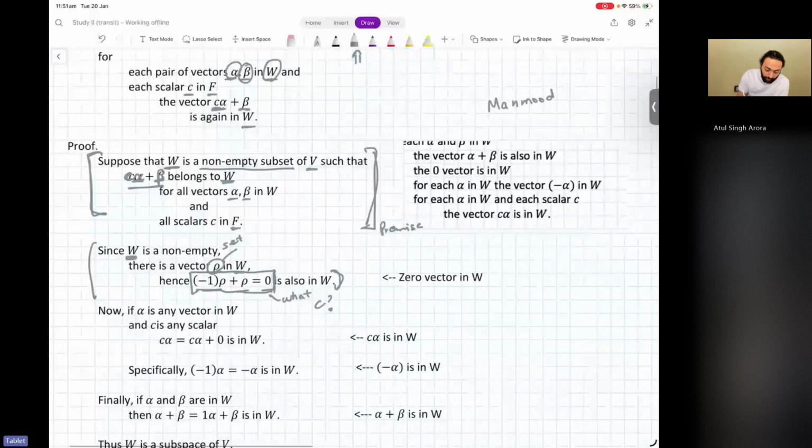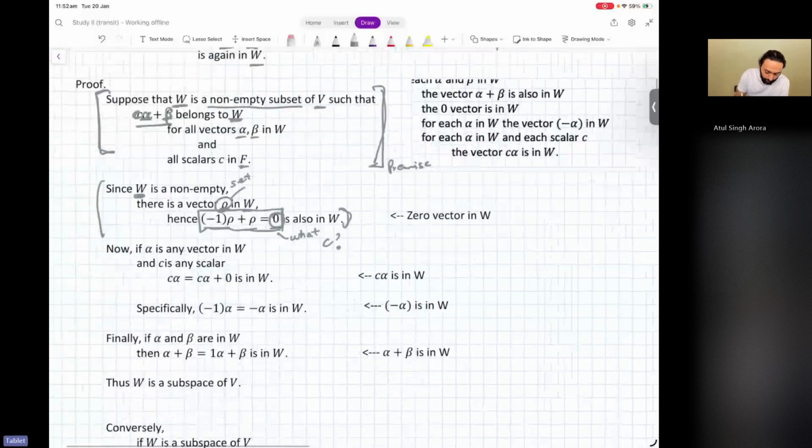Exactly. So from this we conclude that there is this vector rho, and -1 times rho plus rho is 0, right? Because that's just from the properties of the vectors. So this is 0, and so from this we conclude that 0 is in W. Is that okay?